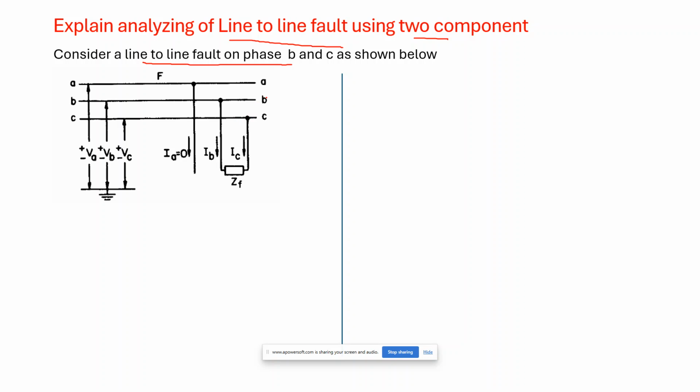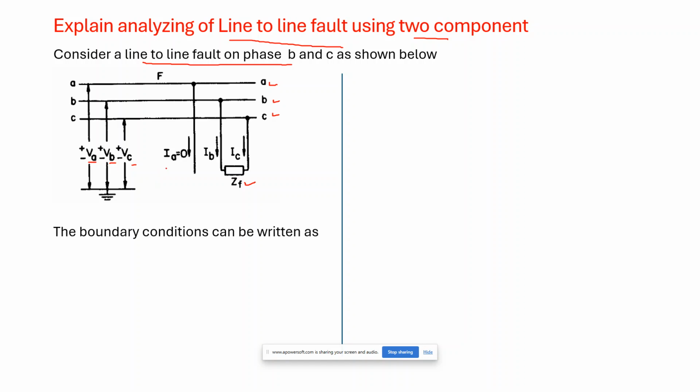So you can see here we have three lines A, B and C, and two lines they are shorted through a fault impedance ZF, and these are the voltages shown VA, VB, VC, the voltages of each of the phase with respect to ground.